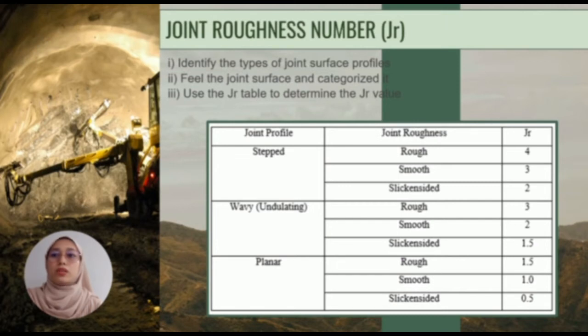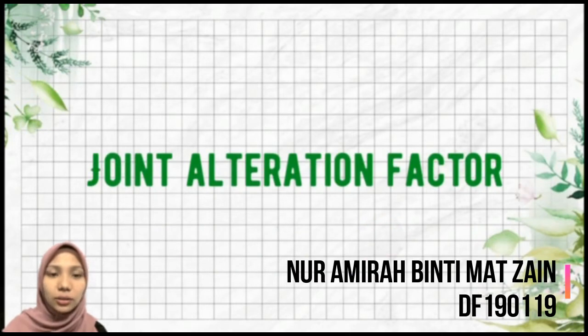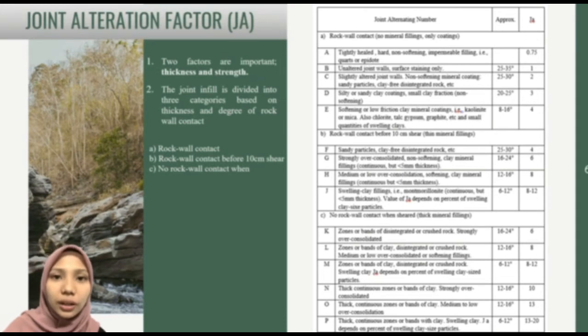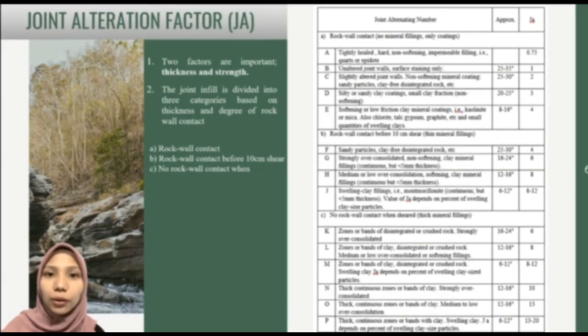For the last step, we use the JR table to determine the JR value using the type of joint profile and joint roughness. Next is to identify the joint alteration factor, which is JA. When considering joint infill, 2 factors are important. First, thickness. Second, strength. In the determination of the joint alteration number, the joint infill is divided into 3 categories, which is A, rock wall contact, B, rock wall contact before 10 cm shear, and C, no rock wall contact when sheared.